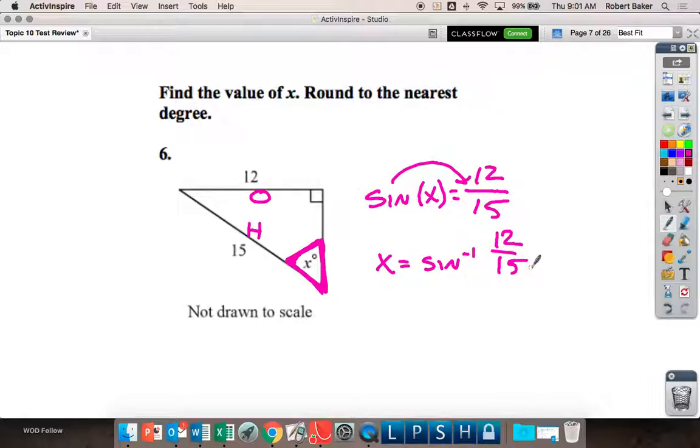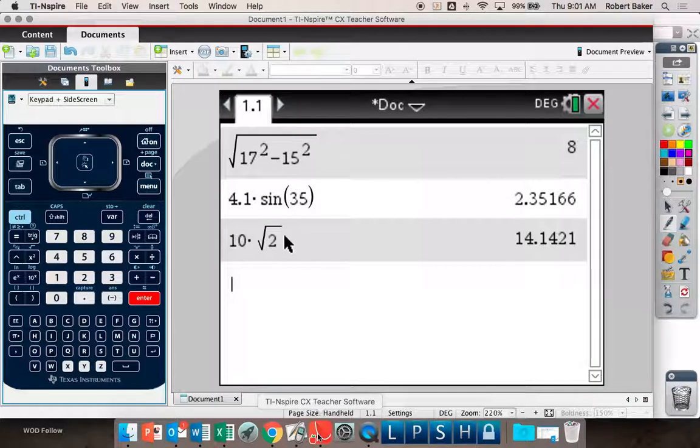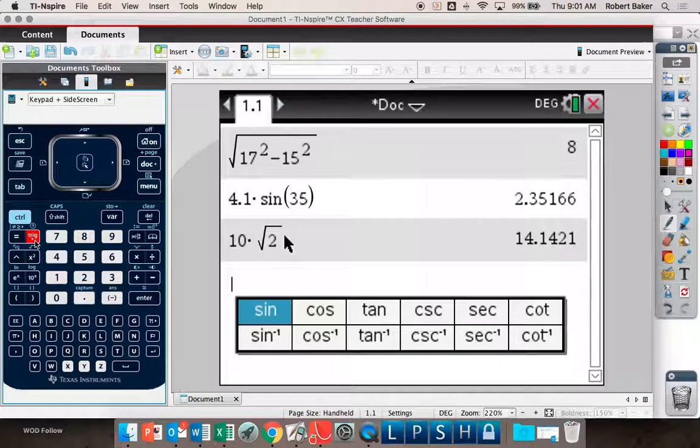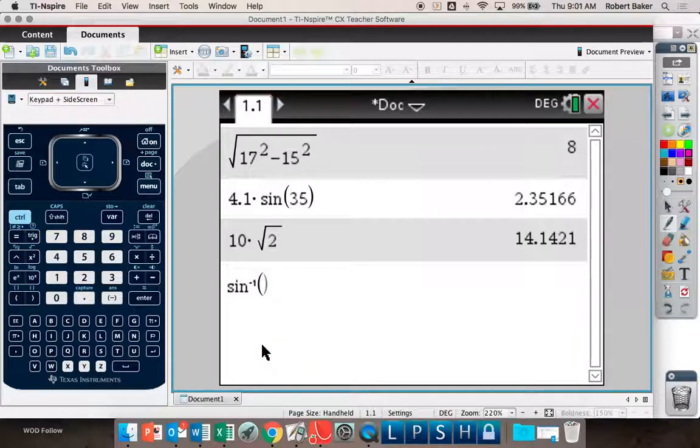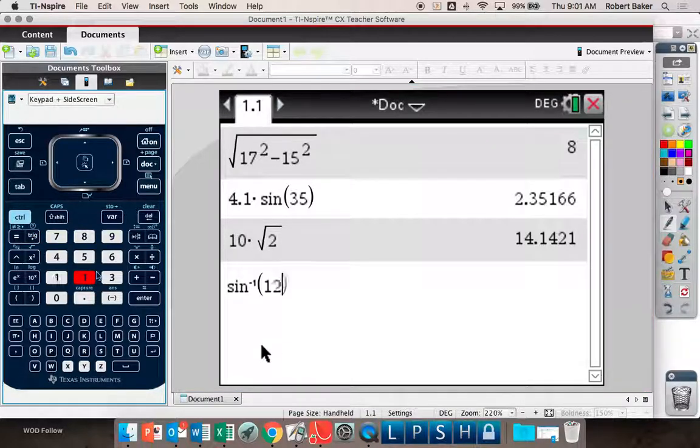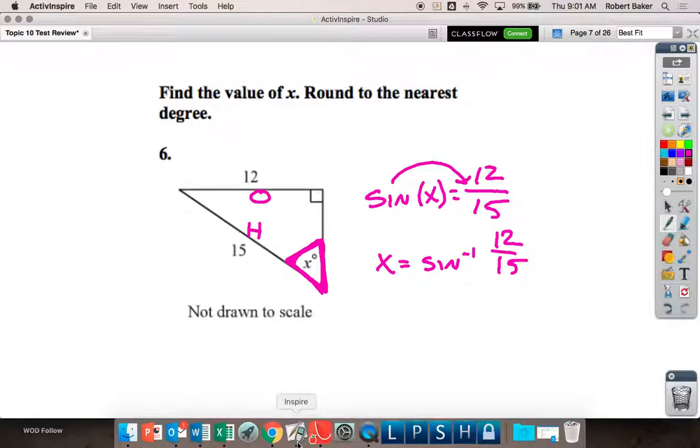Solving for an angle, you use inverse sine. If he goes to the other side of the tracks, he's going to get minus one life. So in my calculator, now I'm trying to type in trig inverse sine of that ratio, 12 divided by 15. 53.13, nearest degree, 53. So now I know that x is 53 degrees.